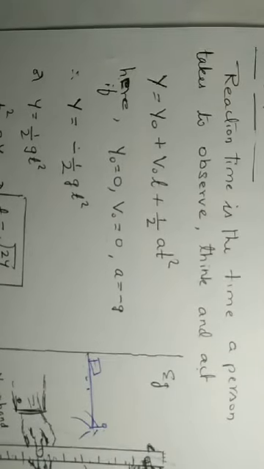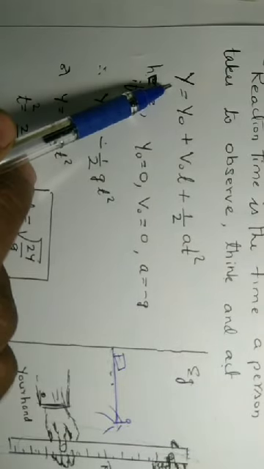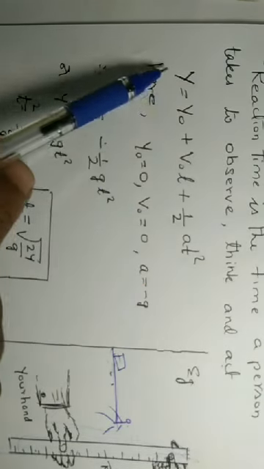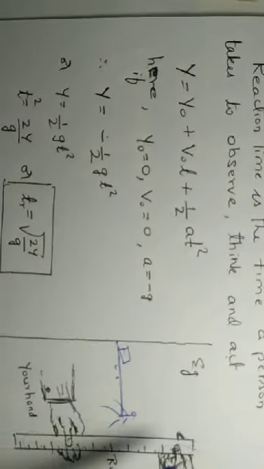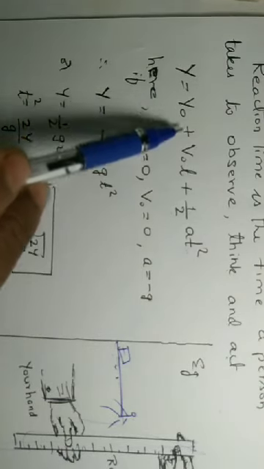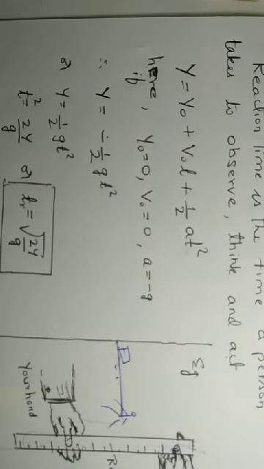Now for this example, we can use one equation: y equal to y naught plus v naught t plus half a t square. If it is in the x-axis, you can write x equal to x naught plus v naught t plus half a t square. In this example, we are dropping the ruler downward, along the negative y-axis. Therefore, we can use y equal to y naught plus v naught t plus half a t square.